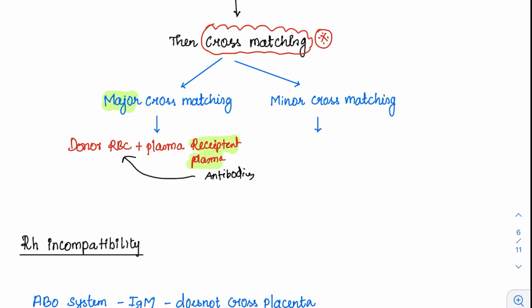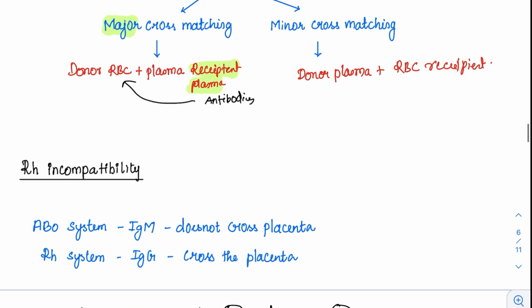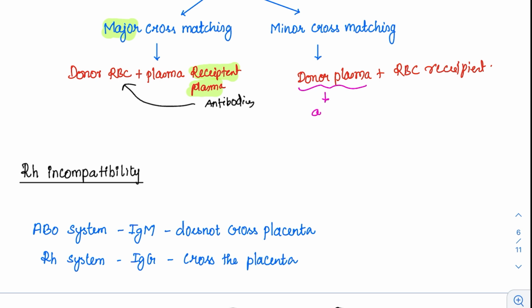Now coming to the minor cross matching. Minor cross matching is the reverse. They take the donor plasma and cross match it with the RBC of the recipient. Why is this called minor? Because it should create only minor reactions. Even if the donor plasma has antibodies, it will obviously go and attack the recipient RBC. But the recipient has a huge amount of plasma.